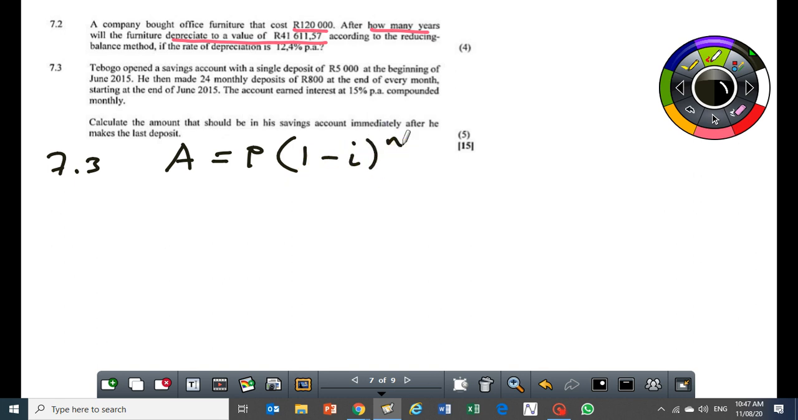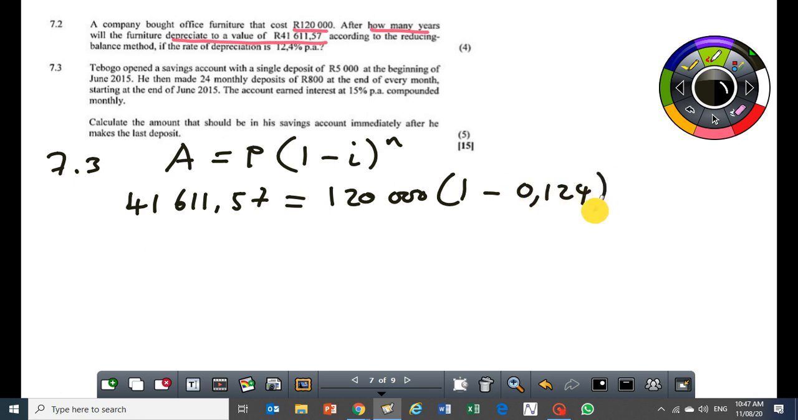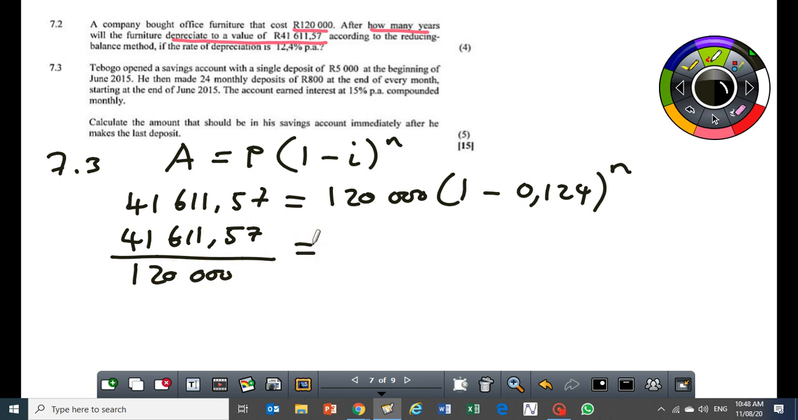Okay, our A: the furniture was 120,000 initially, then it becomes 41,611.57. So that will be 41,611.57 equal to 120,000 times (1 minus 0.124), all raised to the power of n. Okay, so this will give you 41,611.57 all over 120,000. That's equal to, then you get 0.876 raised to the power of n.